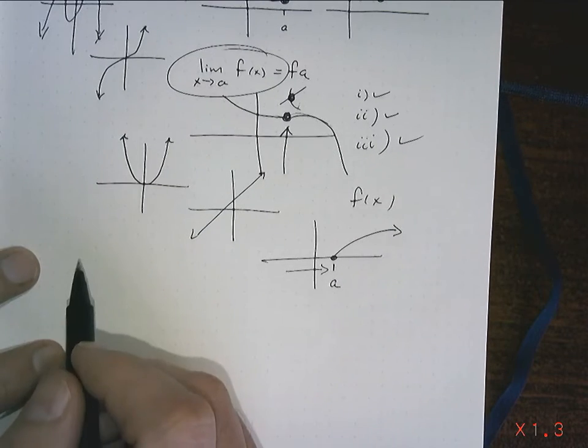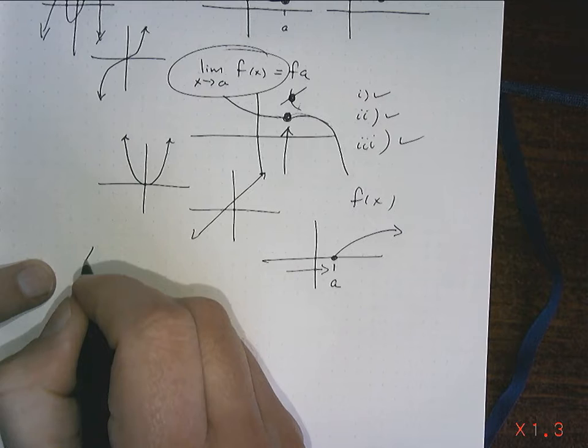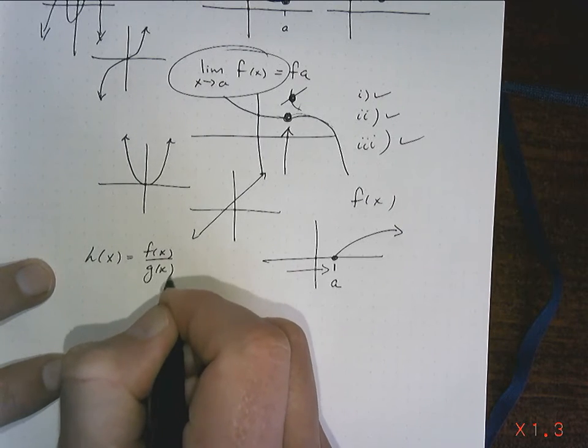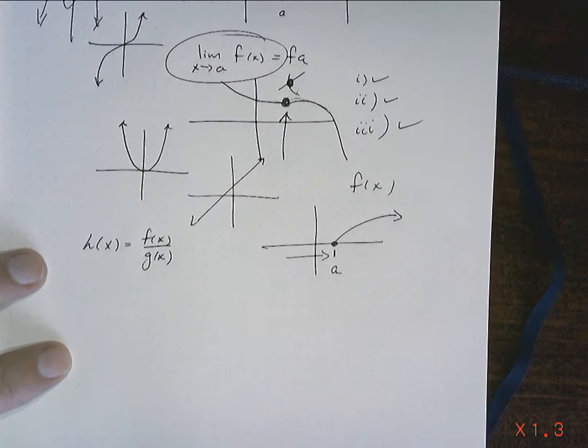And we have rational functions. Those are functions h of x, which is built from an f of x over a g of x. So rational functions now.